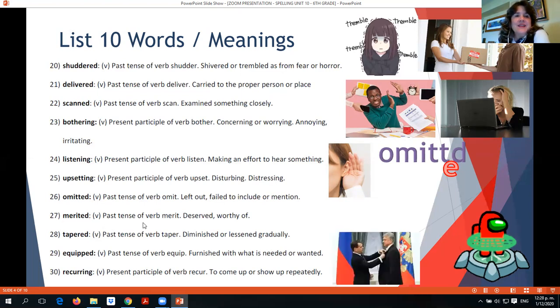Merited is something that is deserved or worthy of. So this guy here, he's being recognized, he's been merited for his efforts, and he's receiving a medal.